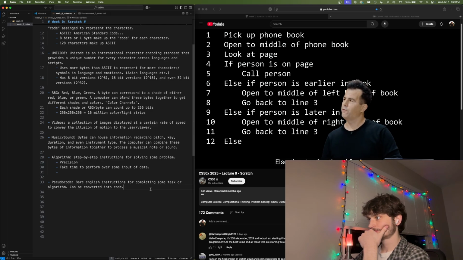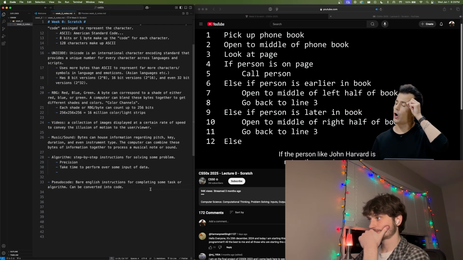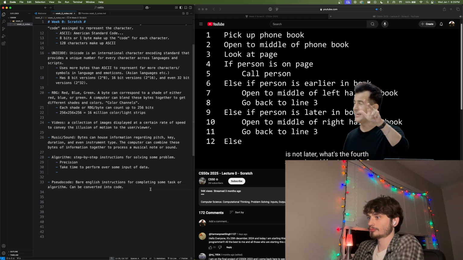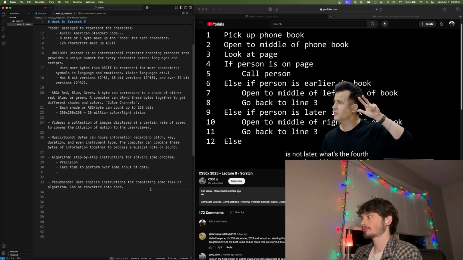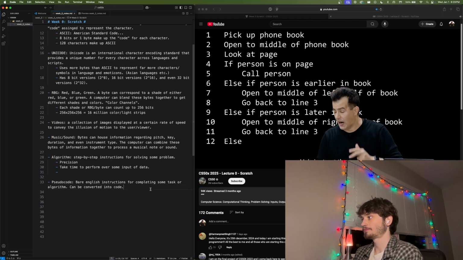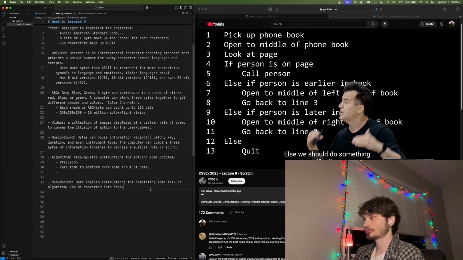Else, there's a fourth and final case. If the person, like John Harvard, is not on the page, is not earlier, is not later, what's the fourth scenario we'd best consider? Not in there. He's just not there, else we should do something specific like quit.